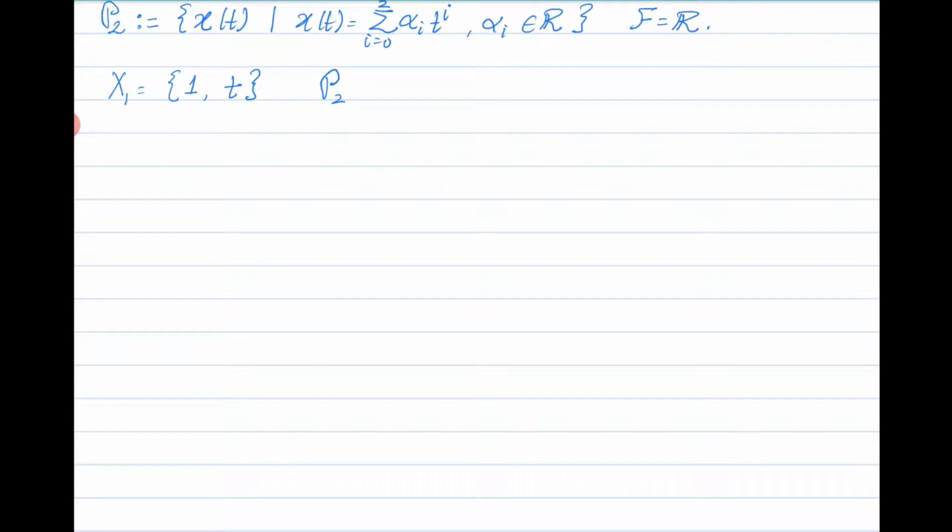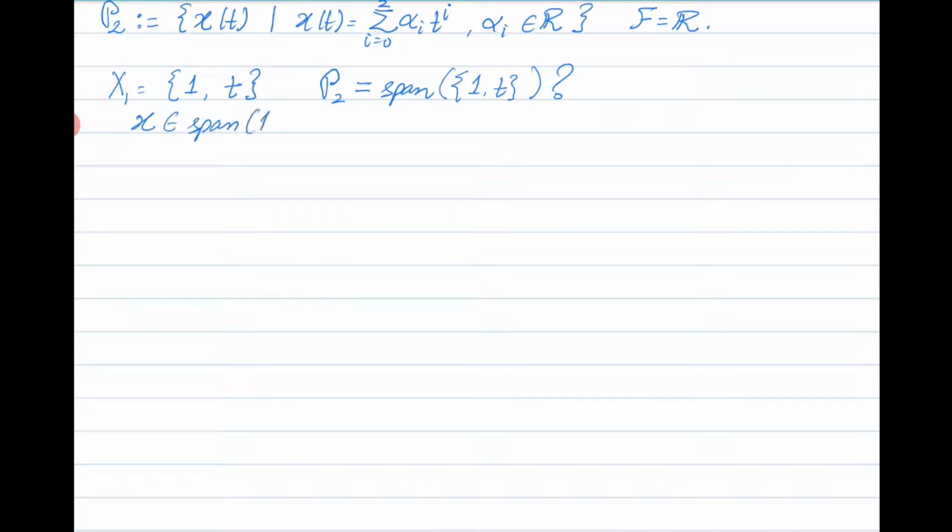In this case, is it true that the span of 1 and t equals P2? So how do you verify? Let there be a vector represented by x that belongs to the span. Please note that we are trying to show a set equality. Span of 1 and t is a set, P2 is a set. We need to show the set equality. So let's check whether this is true or not.